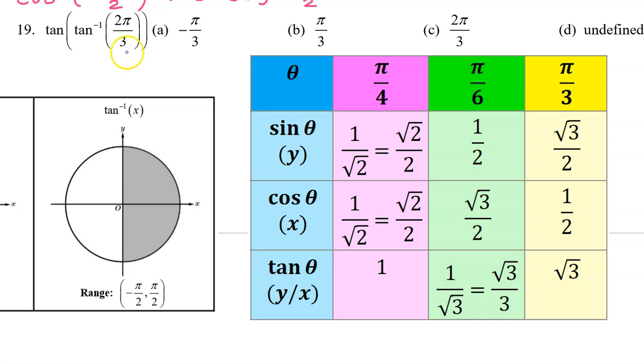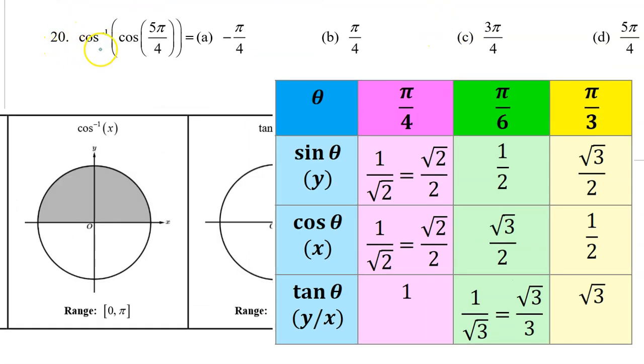Instead of doing that, we will notice that we are taking the tangent of arctangent. Because these are inverse functions, they will cancel each other out, leaving behind simply 2 pi over 3. So the answer is C.